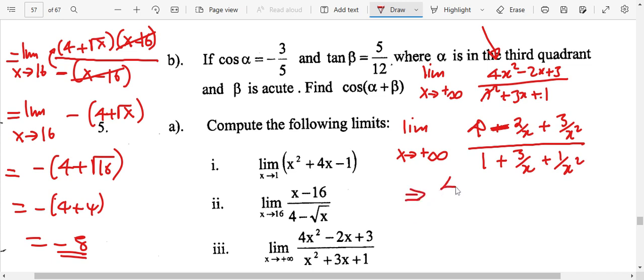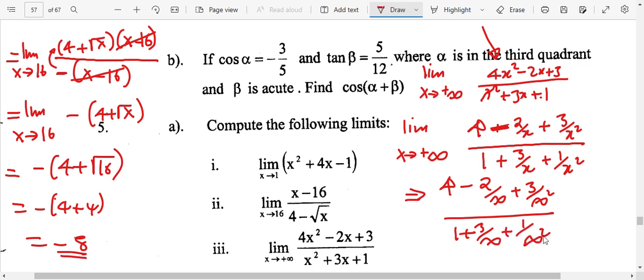Yes. At every point where we are seeing an x, we are going to put infinity. So that would be 2 over infinity plus 3 over infinity squared, divided by 1 plus 3 over infinity plus 1 over infinity squared. At every point where you see a number over infinity, that is always 0. Even infinity squared, a number over infinity squared is still 0. So this is 0, this is 0, this is 0, this is 0. All that you remain with is 4 over 1, which is a 4.